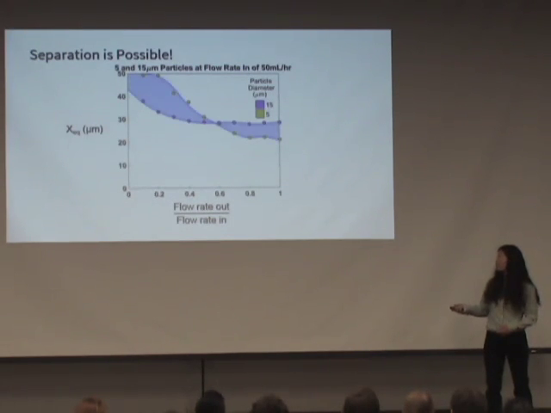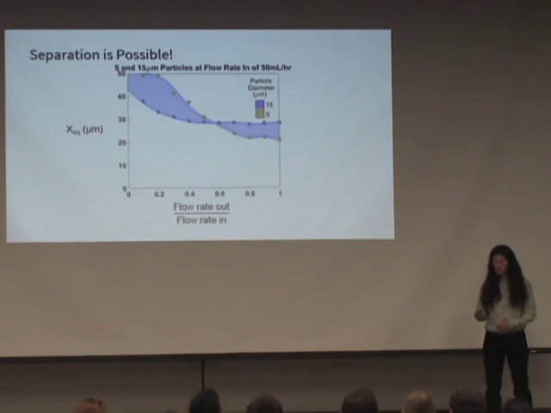What we're interested in is the difference between them. This is a physical difference in the equilibrium location that should allow us, in the future, to separate the particles. This particular graph is only for a flow rate in of 50 milliliters per hour.